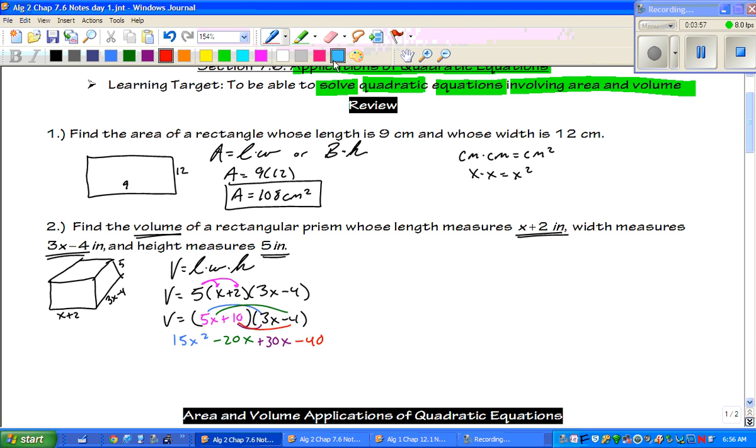Okay, so now we need to combine like terms. And after we combine our like terms, we get volume equals 15x squared plus 10x minus 40. But what's our units? Well, we get inches times inches times inches, which is going to give us inches cubed. We can't forget about the label.